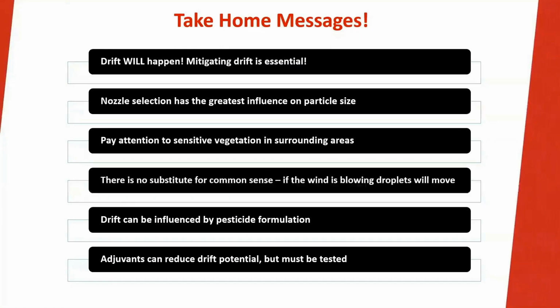And finally, adjuvants can reduce drift potential, but they need to be tested. And this is a big part of what we do in the pesticide application technology lab. We work with different companies to try to understand and test their products so we can generate quality data. And this is exactly the topic of our next speaker, Ed. We work in partnership with his company, testing their new adjuvant technologies, and he will talk more about this in his talk.